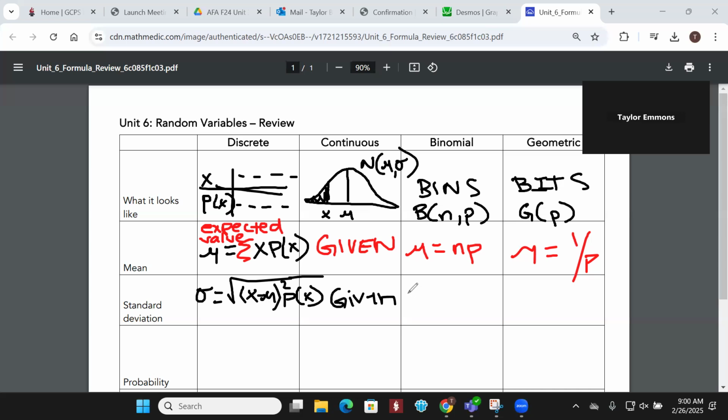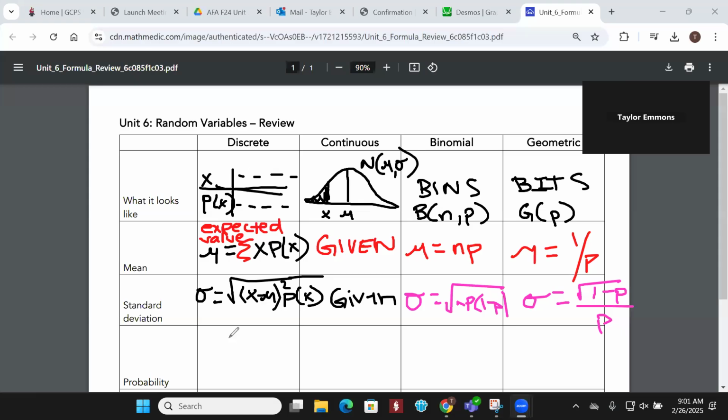All right, for binomials, we have the square root of N times P times 1 minus P. And then for geometric, kind of similar, the square root of 1 minus P divided by P. Okay, I'm gonna give you a second to catch up.